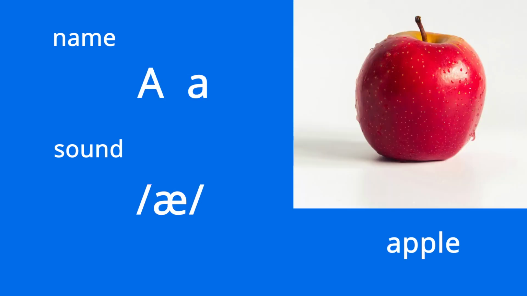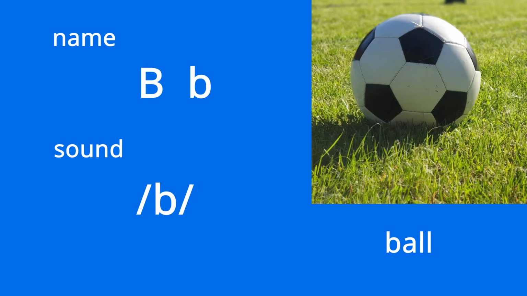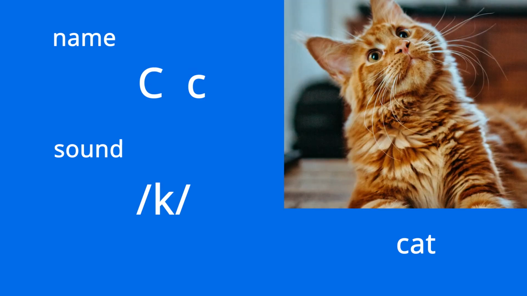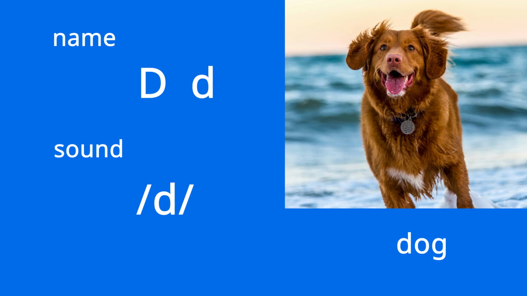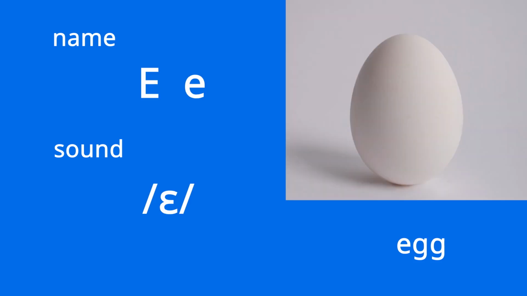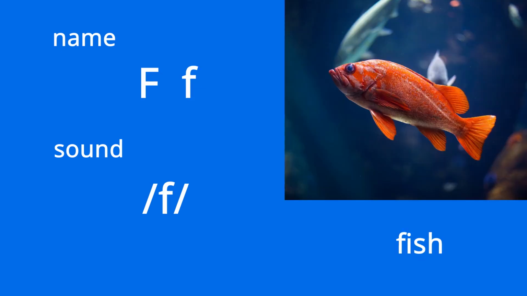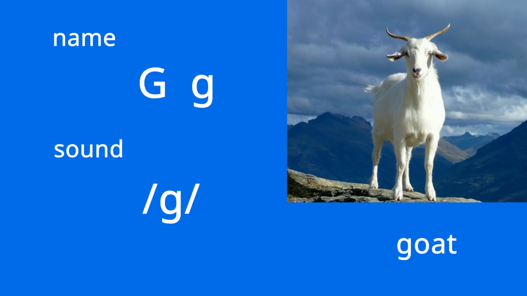Let's say them again. A sounds like A, as in apple. B sounds like B, as in ball. C sounds like K, as in cat. D sounds like D, as in dog. E sounds like E, as in egg. F sounds like F, as in fish. G sounds like G, as in goat.